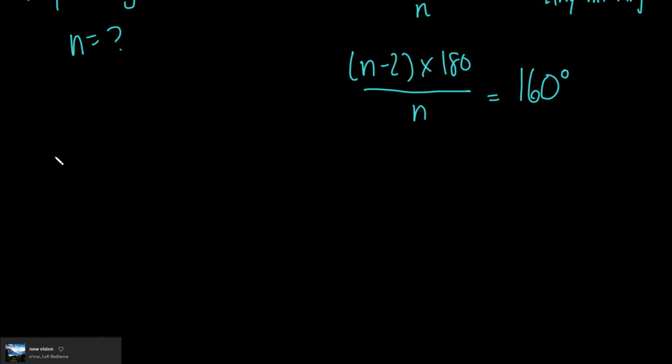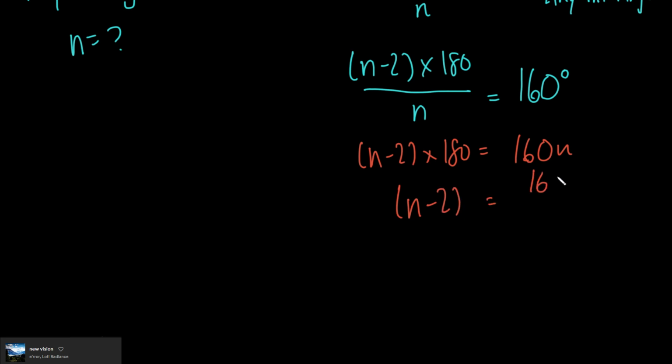So let's do it. So n minus 2 times 180 divided by n. What we want to do first is multiply both sides by n to get rid of the denominator. So n minus 2 times 180 equals 160n. Now we can divide both sides by 180 to get rid of this 180 here, which would give us 160n divided by 180.